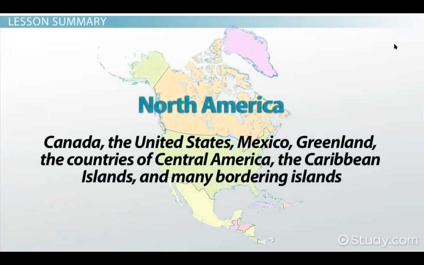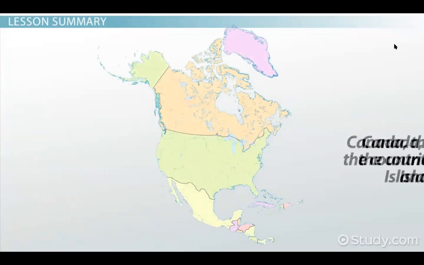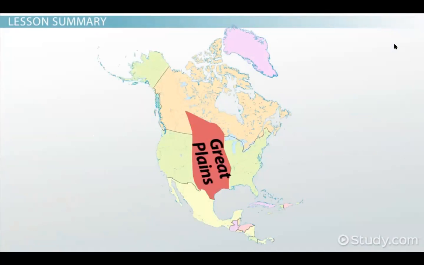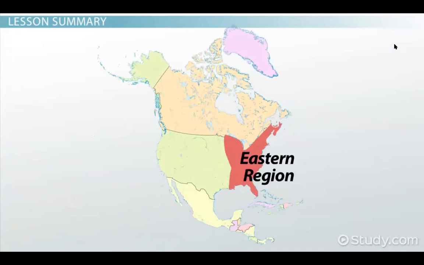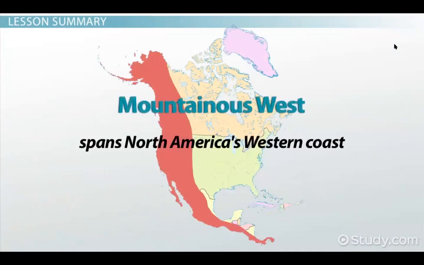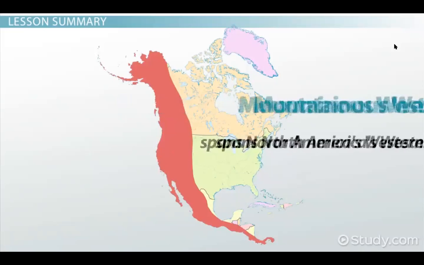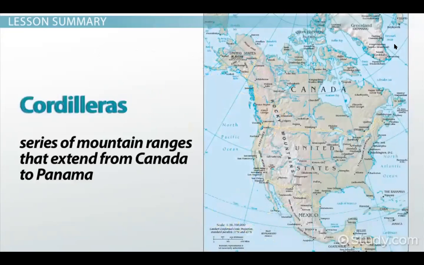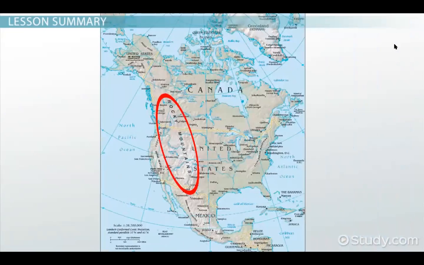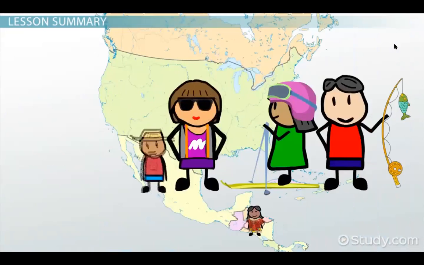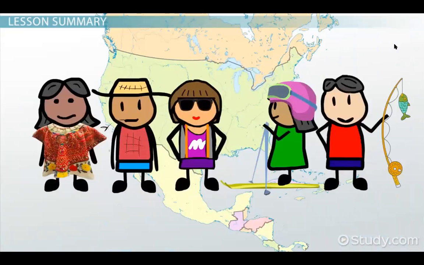North America is made up of Canada, the United States, Mexico, Greenland, the countries of Central America, the Caribbean islands, and many bordering islands. The continent is usually broken down into five regions. They are the mountainous West, the Great Plains, the Canadian Shield, the Eastern region, and the Caribbean region. The mountainous west spans down North America's western coast. A large part of the region is covered by the Cordilleras, a series of mountain ranges that extend from Canada to Panama. The Rocky Mountains and the Sierra Madres are part of the Cordilleras. The people of this region vary from the fishermen of Washington to the indigenous people of Central America.